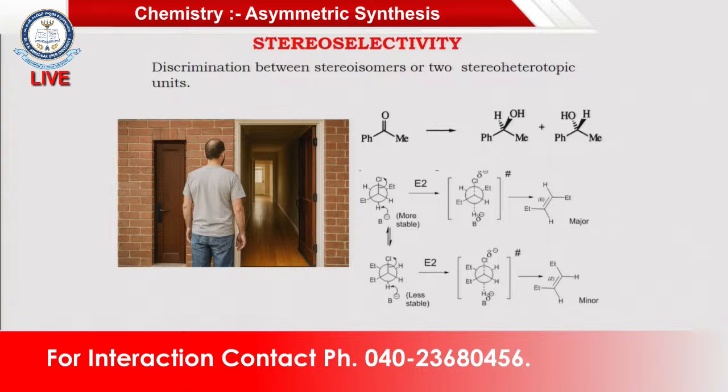In the first formula, it is a very stable conformer which leads to the trans product. In the second conformer, the ethyl groups are adjacent to each other. There are van der Waals interactions, which are also called steric repulsions. So the resultant product is cis. That's why the cis percentage is much less than the trans percentage. So to understand stereoselectivity, one of the best examples is the E2 mechanism. You get two products, one major and another minor.